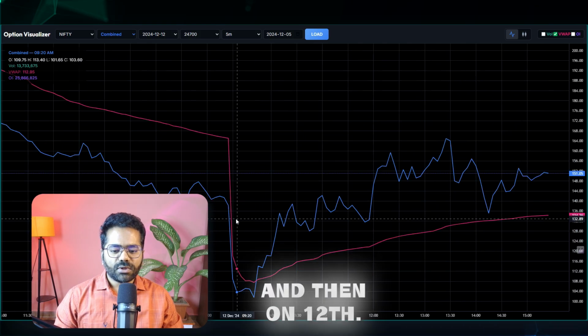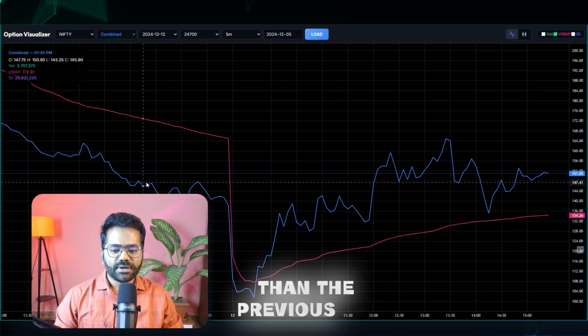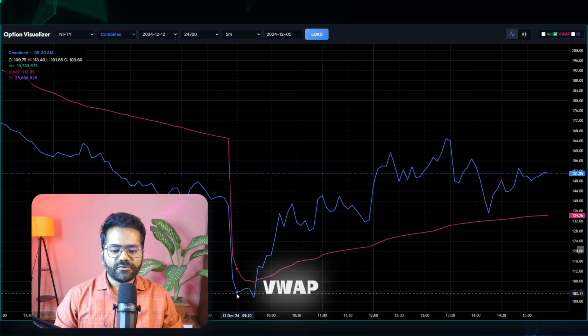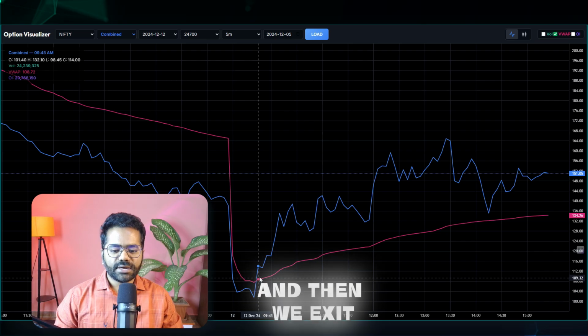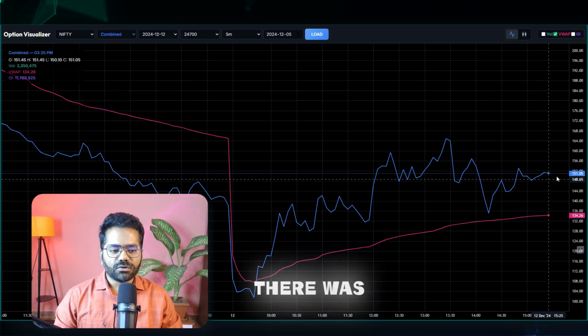And then on 12th again at 9:20, since this value is lower than the previous day low and below the VWAP, we enter at 9:20 and then we exit at 9:45 because this is where our stop loss is hitting. And then the whole day there was no other trade.